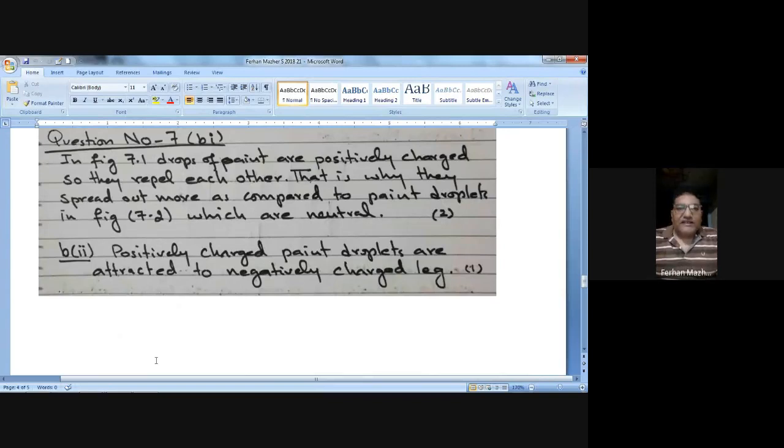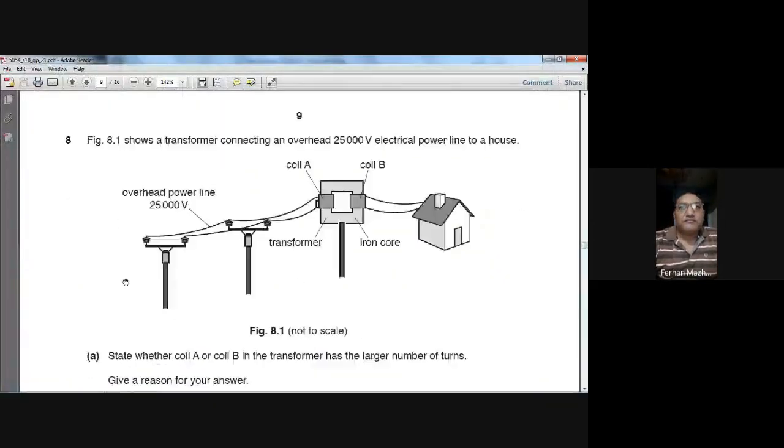So I have written the answer also. This is on your screen. Positively charged paint droplets are attracted to the negatively charged leg. It's a 1 mark question. I hope it is clear to you.